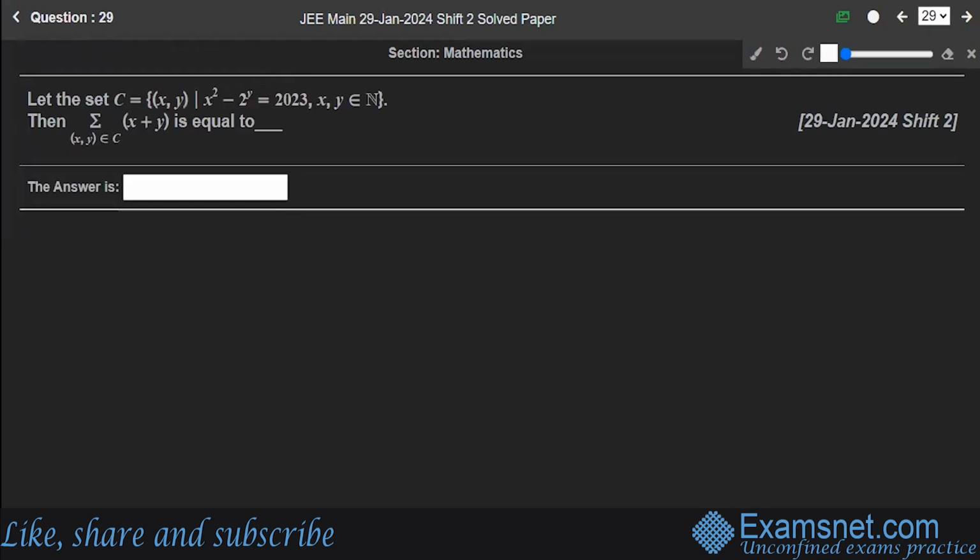Next is question number 29. Let the set C be equal to (x, y) such that x squared minus 2 power y is equal to 2023, where x and y belong to the natural numbers.